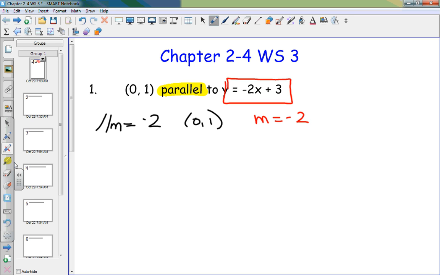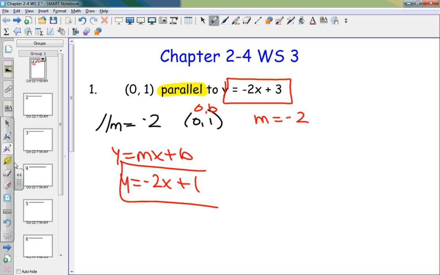Anybody tell me the significance of the point (0, 1)? There's a 0 in the x position, which would imply what about the y? Now, more importantly, this is the point (0, b). Do we understand that? It's (0, b), which means I can go right to my equation, and I can say y is equal to negative 2x plus 1. No work required, is there? Because I gave you the point being the y-intercept, the point (0, b).